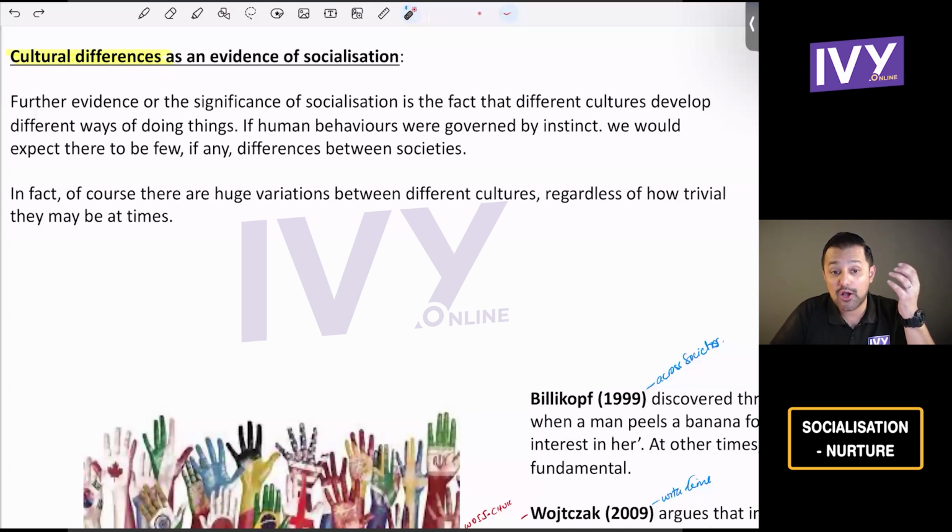So in all three cases that I just mentioned, you see individuals eating food, but the way they're eating food is different from one another. So this could be the second example that you could possibly use.